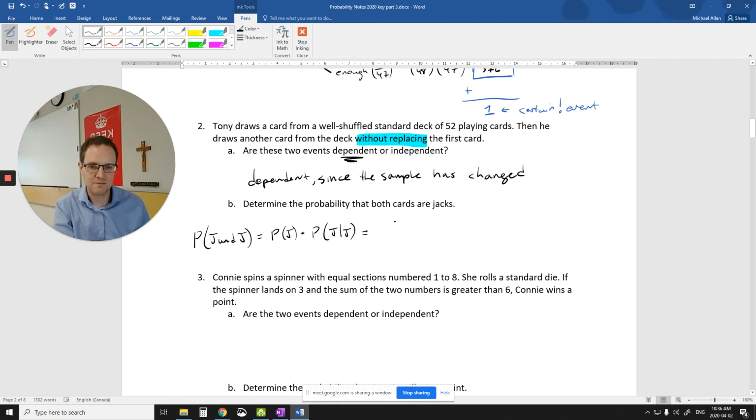So down here, we're going to do the same thing. There are 4 jacks in a deck of 52, so that's the probability of pulling a jack out, 4 over 52. Now, because I pulled a jack out, there's 1 less jack, and there's only 51 cards left in the deck. So that's the probability of pulling another jack out. I'm going to multiply those 2 together.